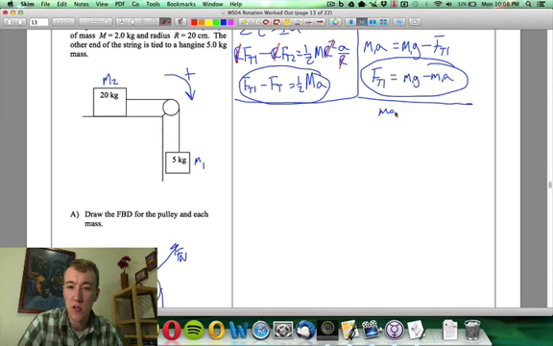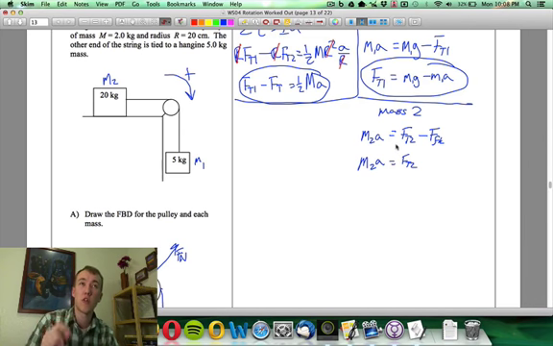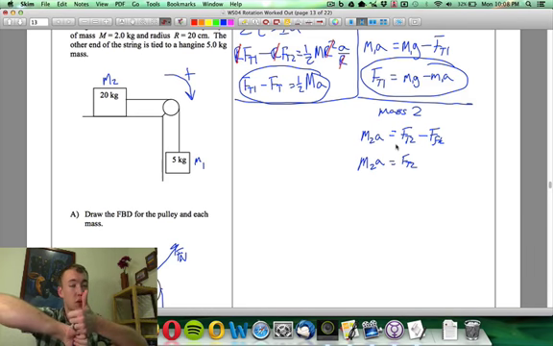Same thing for mass 2. Mass 2, we have its net force is going to be equal to the force of tension 2, which is pulling it, minus the force of kinetic friction. I'm going to do a little skipping around here. So this is force of tension 2. Force of friction is the coefficient of kinetic friction times the normal force. The normal force is balanced out with the force of gravity in this case because it's not accelerating vertically.